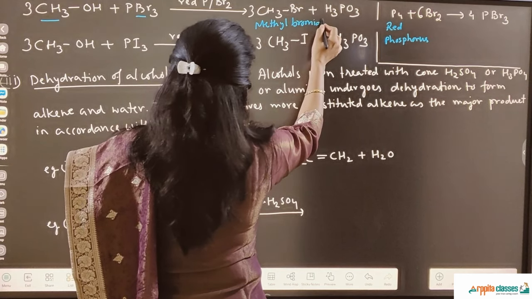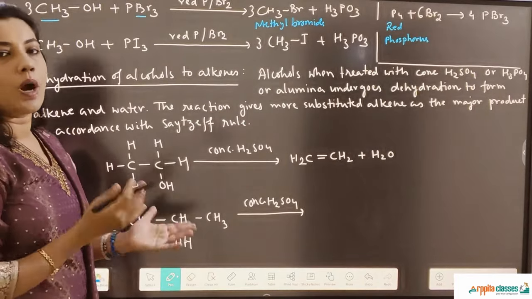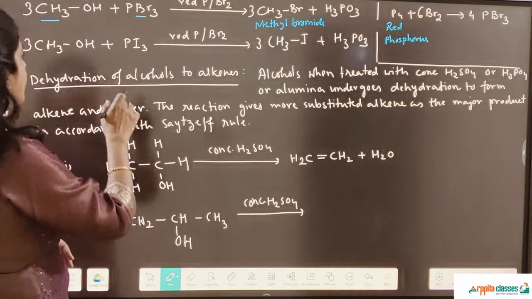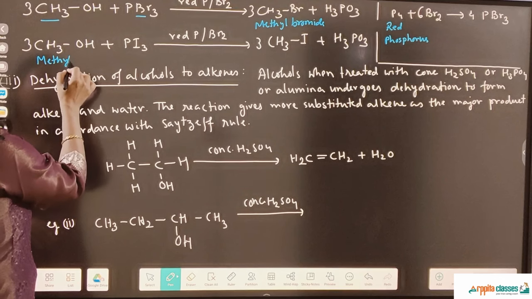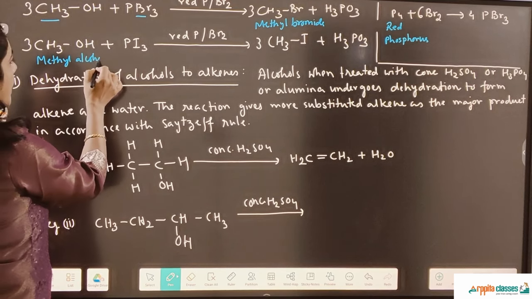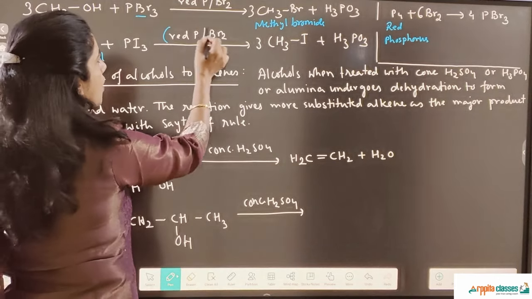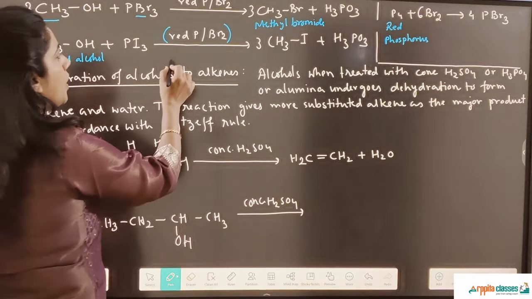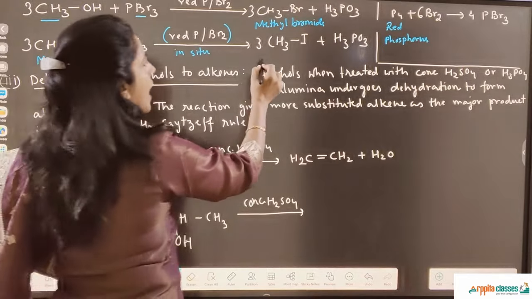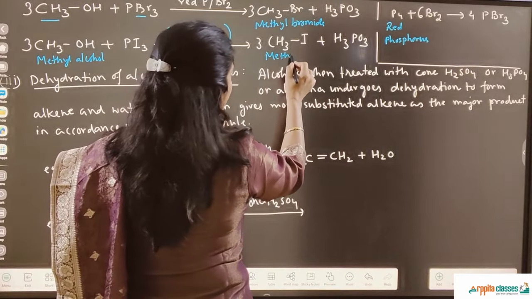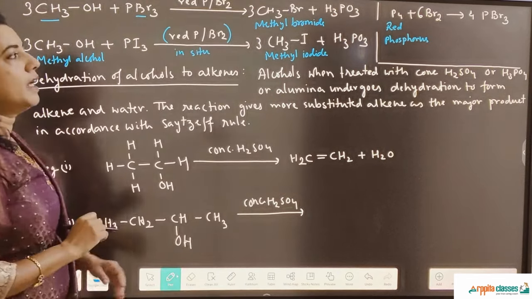And since we are using trihalide, the byproduct is phosphorus acid. I already told you how it is coming in the previous slide. Now this is again methyl alcohol and we want to produce methyl iodide. So now our reagent is PI3, which is obtained from red phosphorus and I2 in situ. In situ means inside the reaction mixture. We get methyl iodide as the main product.